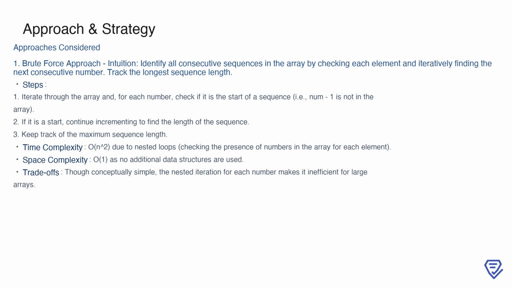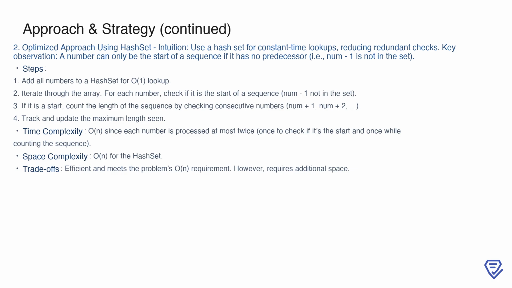While this approach is simple and easy to understand, the downside is its inefficiency. For each number, we repeatedly check the presence of other numbers in the array, leading to a time complexity of O(n) squared. The space complexity, however, is O(1), since no additional data structures are used. While conceptually clear, this method struggles with large arrays due to the nested iterations, making it impractical for real-world scenarios where efficiency is critical.